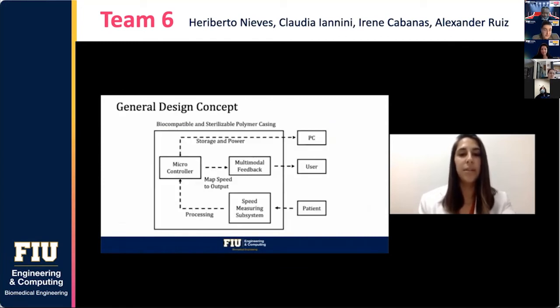As an overview, each of our design concepts will feature a microcontroller for data processing, auditory and visual feedback, and a speed measuring subsystem. The recorded speeds will be mapped to a pre-programmed speed range to output feedback when the device is moving too slow, optimally, or too fast. The portions of the device that will contact the patient's skin will be encased with a biocompatible and sterilizable polymer. A computer will be used for data storage and powering the device. The device will be able to attach to the Renuvion handpiece. Each of the design concepts that will be mentioned in the following slide will primarily vary in how the speed of the handpiece is measured.